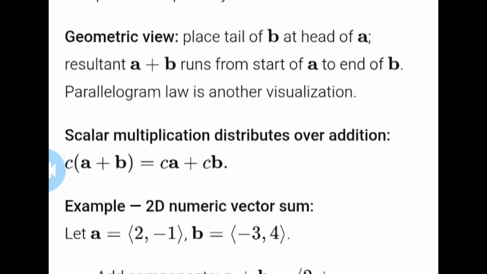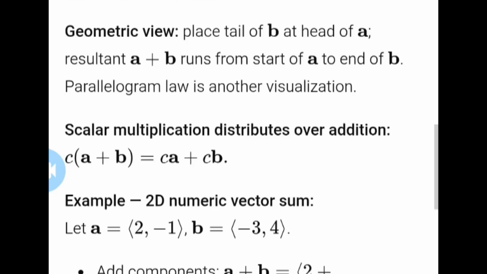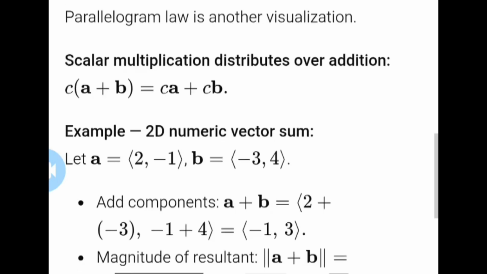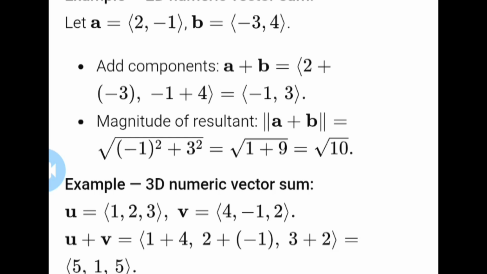Geometric view. Place the tail of B at the head of A, and the resultant A plus B runs from the start of A to the end of B. Parallelogram law is another visualization. Scalar multiplication distributes over addition. So when you are multiplying c to both A and B, you get scaled versions of both A and B.